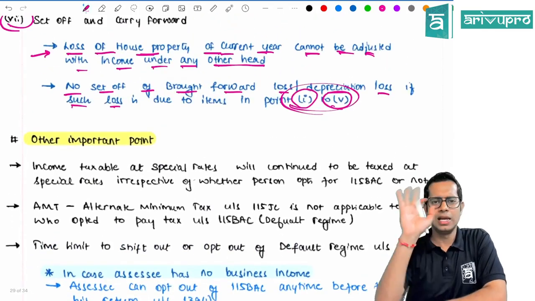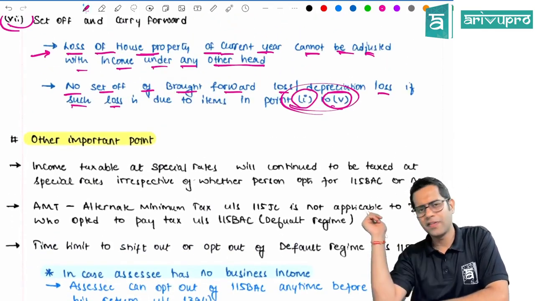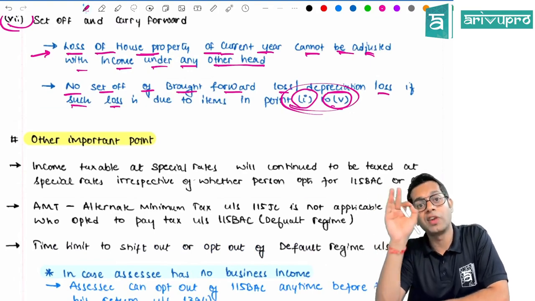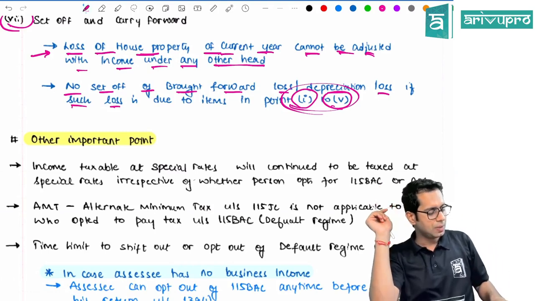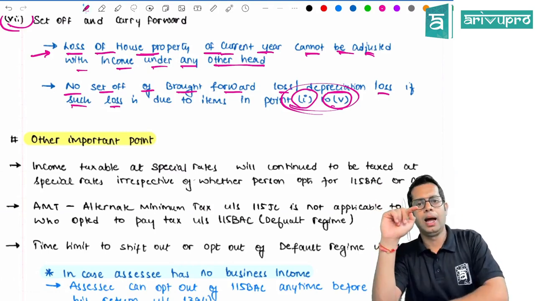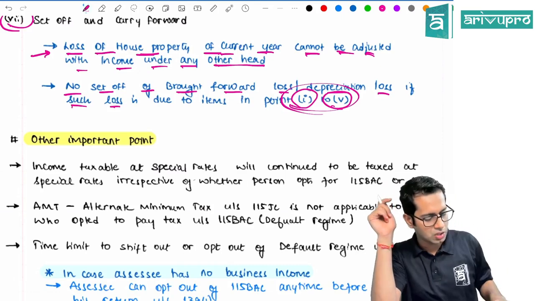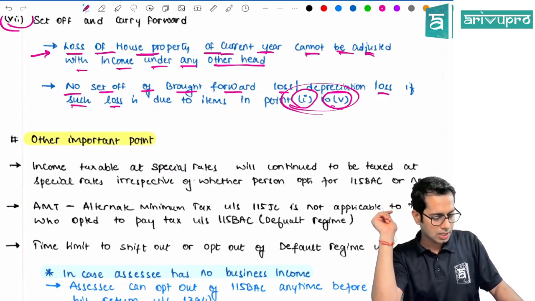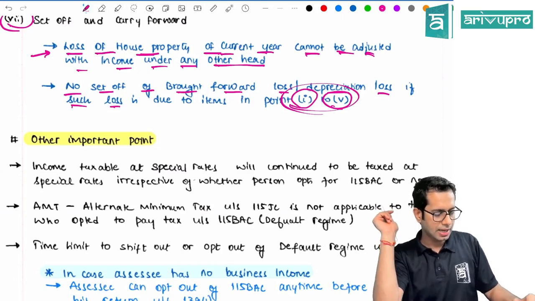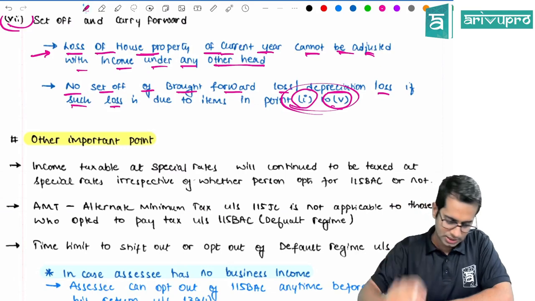Meaning, in simple words, if I am doing business and last year I had a business loss because of additional depreciation, not depreciation. If I had a business loss because of additional depreciation, can I claim the benefit of that additional depreciation in the current year? Can I adjust that loss, sir? Lawmaker says, no, I will not allow you to adjust.